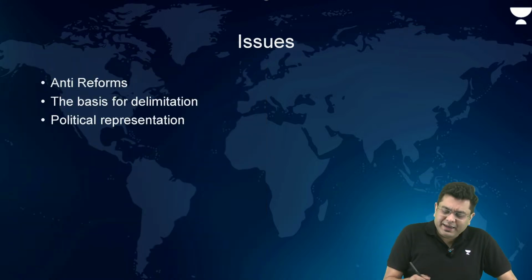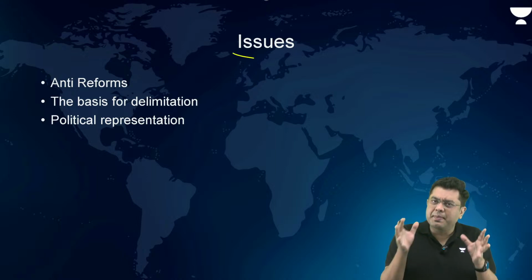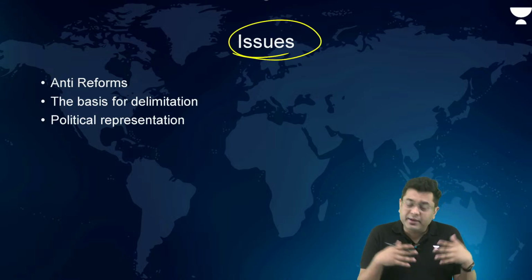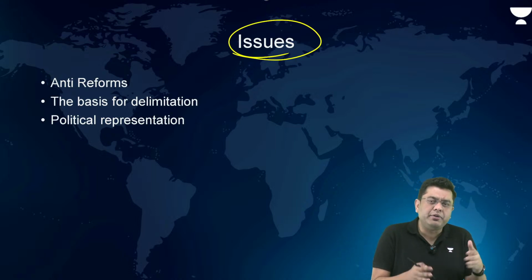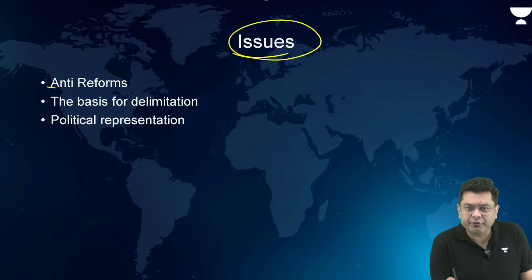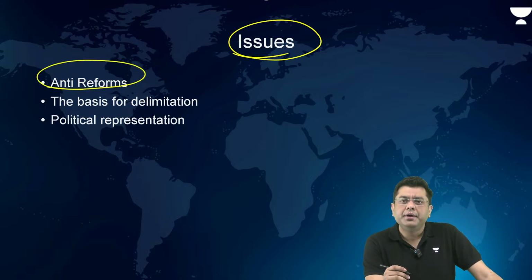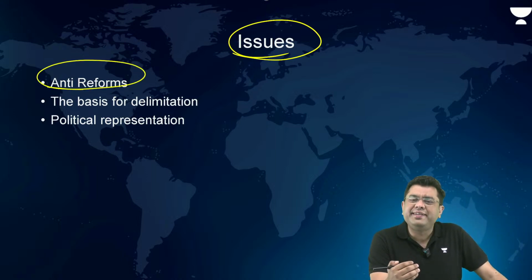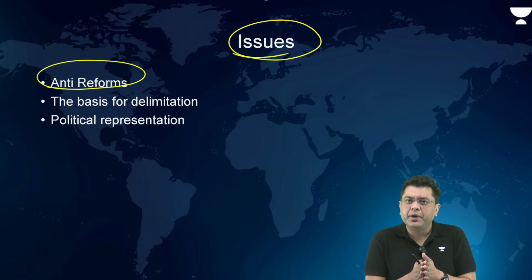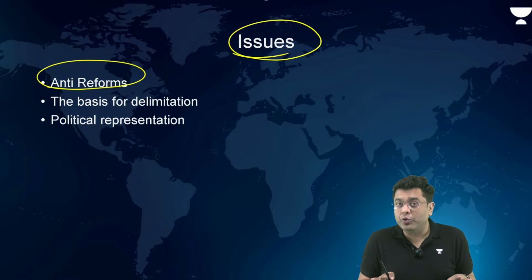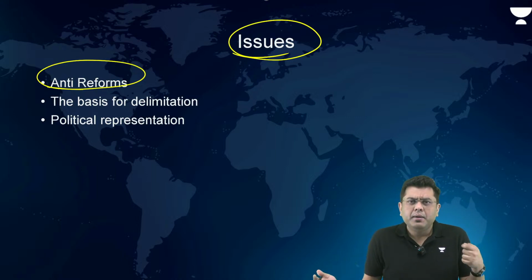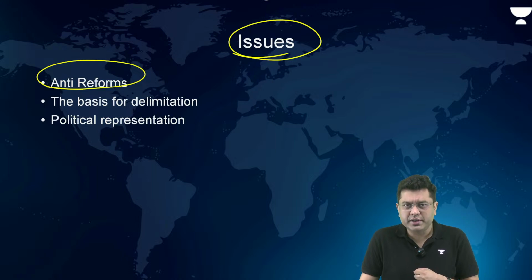Now here, let us understand in a summarized manner what are the issues that the political players, the political parties and the political activists have been raising for the past 4 to 5 months. First of all, anti-reforms. Now you see, why do they say anti-reforms? Because when we talk about the southern states, they appear to lose out. Why? Because their population has not increased. But why has the population not increased?